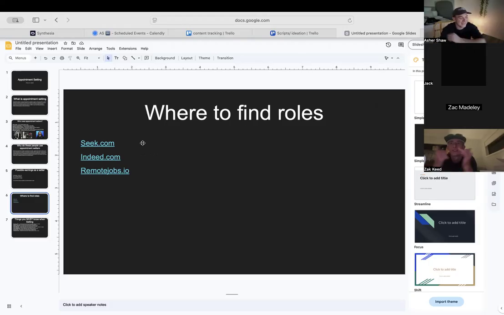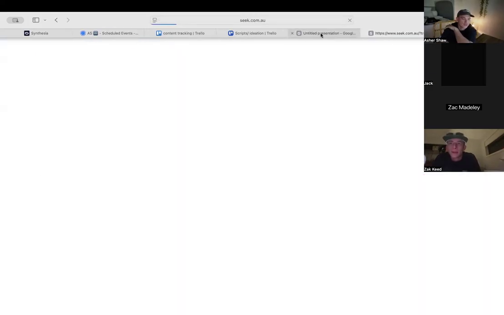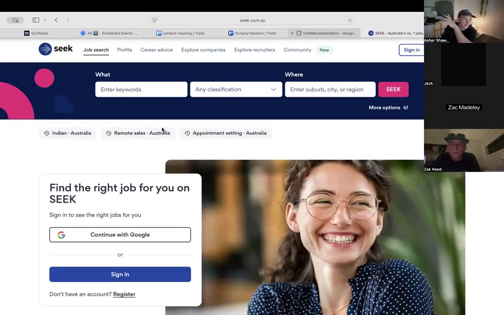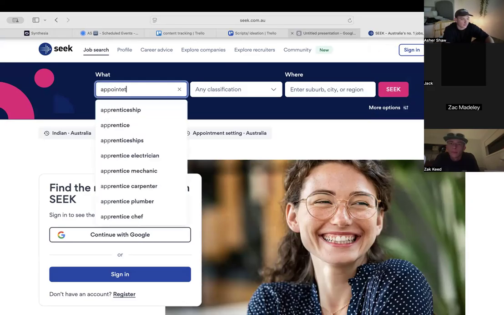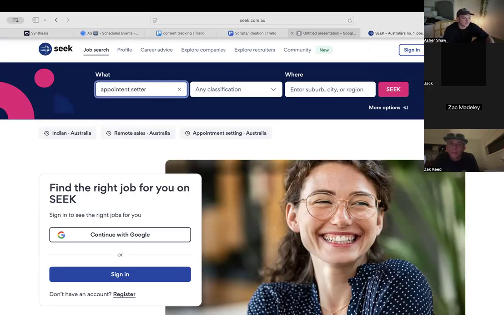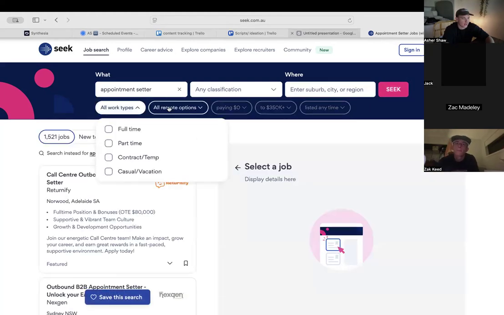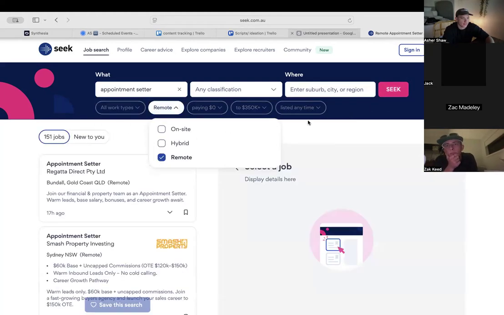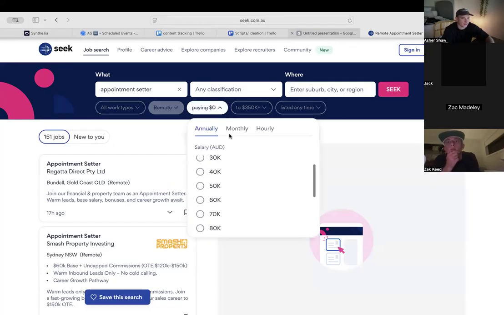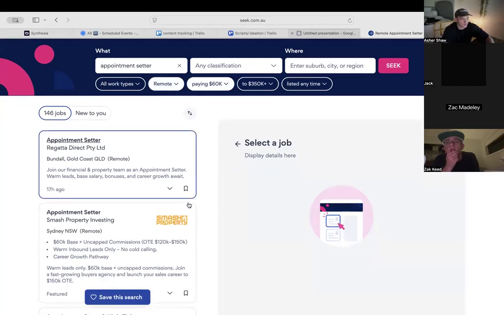Let's go. But it is important, because I'll go through some of the roles right now of what's really expected, and some of them are paying a lot, but they need experience, right? So, for example, appointment setter, you want to just leave that, but click this one and then make sure you go remote. And then I always just put the amount above 60K a year.